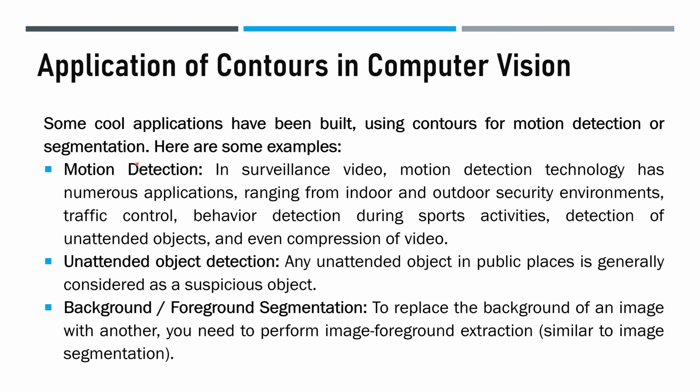Now, let's see the applications of contours in computer vision. First, we have motion detection. In surveillance video, motion detection technology has numerous applications, ranging from outdoor security environments, traffic control, behavior detection in sport activities, detection of unattended objects, and even compression of video. Next, we have unattended object detection. Any unattended object in public places is generally considered a suspicious object, and hence contours help in detecting such objects and informing the police.